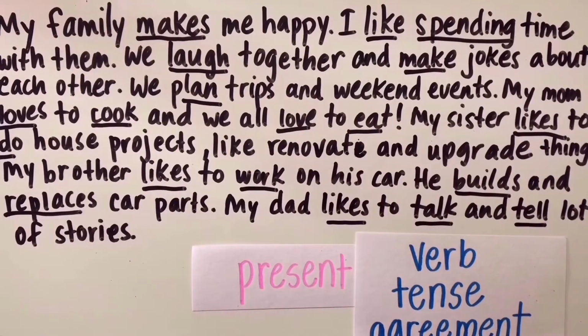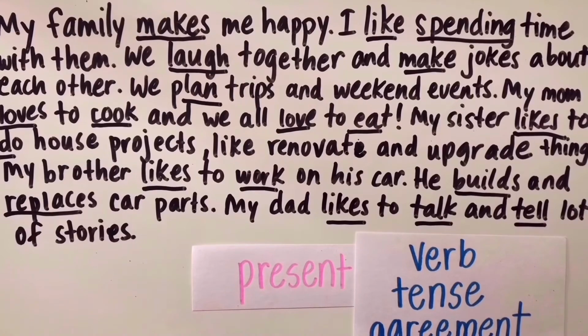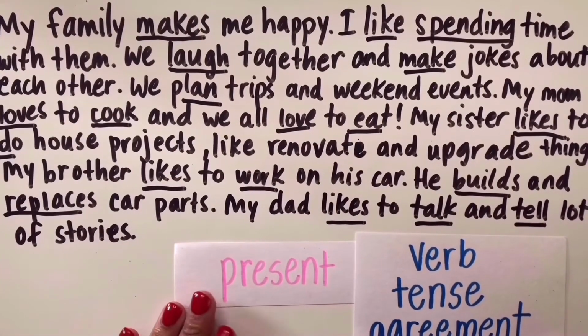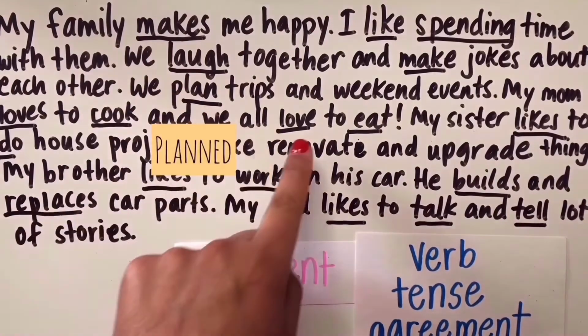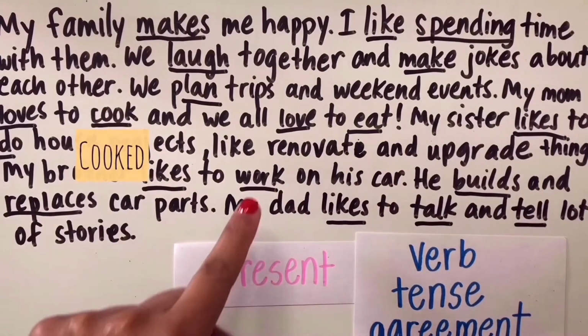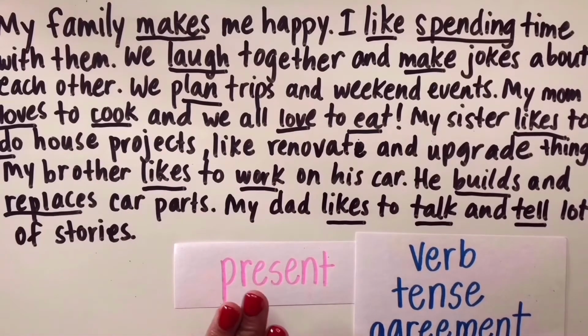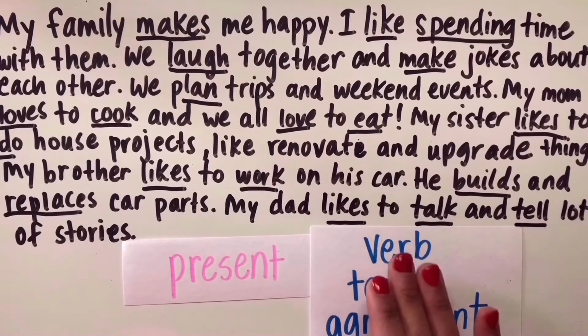We underline our verbs, and in none of these verbs do we use the -ed at the end, which indicates if it is a regular past tense verb. None of these verbs are irregular past tense verbs because they are currently in the present tense. If I was to take these verbs and put them in the past tense, I would say made, laughed, planned, loved, ate, cooked, worked. So we made sure that they were all in the present tense and that our verbs agreed.